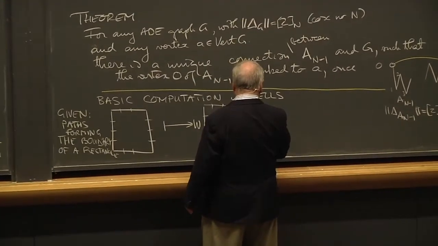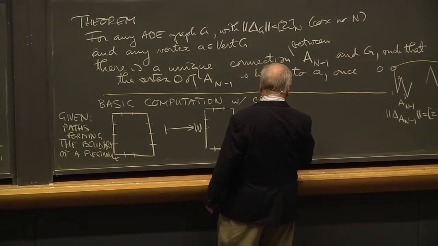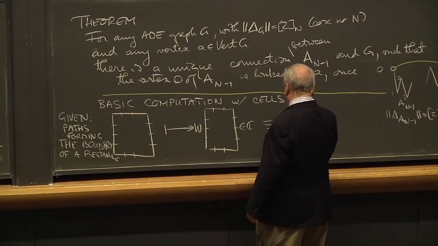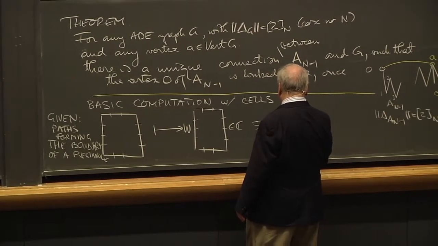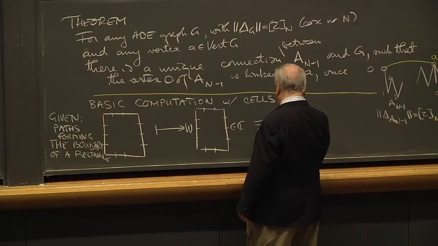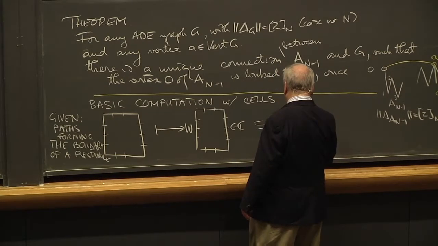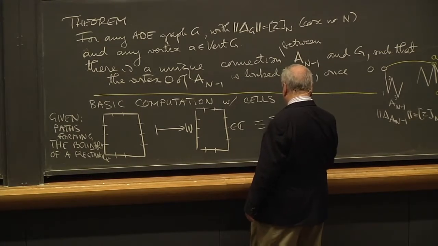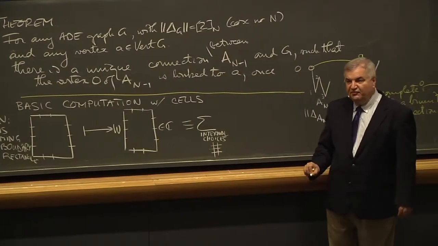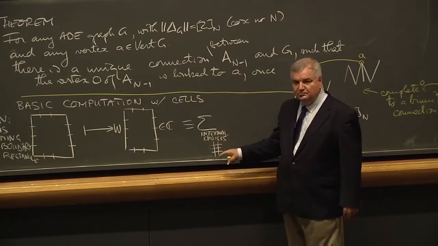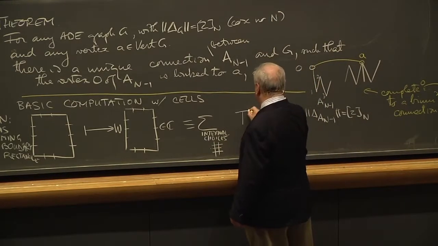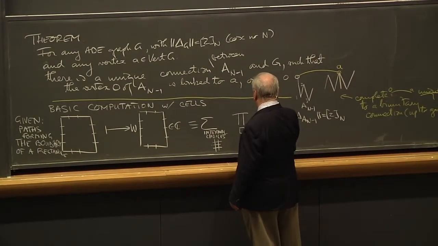This number in C is defined as the sum over all internal choices, and the internal choices you see are here edges and vertices, of the product of all cells. Remember that this number was in C.